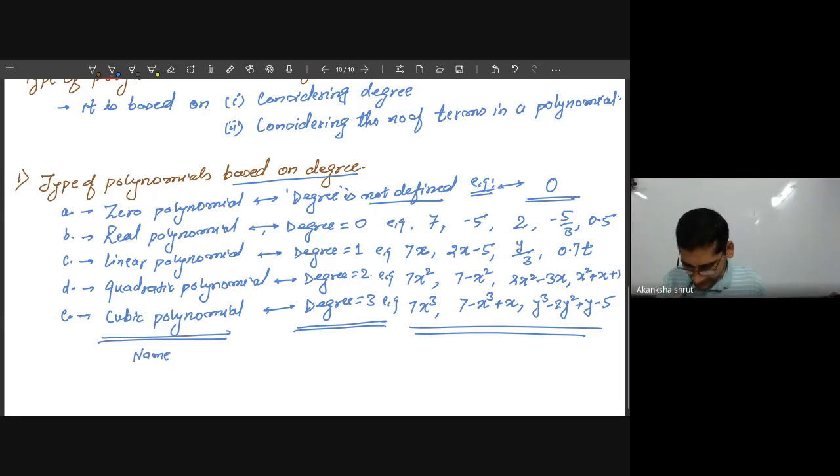So how is the name based on degree? The name is this. Here the degree is given, and here I have taken some examples. Okay, students, now let me explain each of these categories. Even if it is not ending at cubic, it can be biquadratic, bicubic, and so on. But those things are beyond your scope, so we will not discuss them. Okay, students, let me go further.